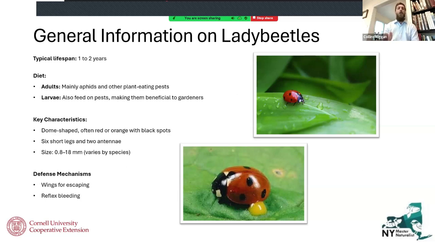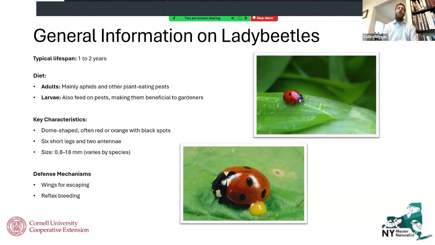Most ladybugs are going to have a dome shape to the body. Some are going to be a little bit more elongated than others. They're all going to have 6 legs, 2 antennae, and they can vary between 0.8 and 18 millimeters depending on the species. They've also got a few defense mechanisms, which is really neat.